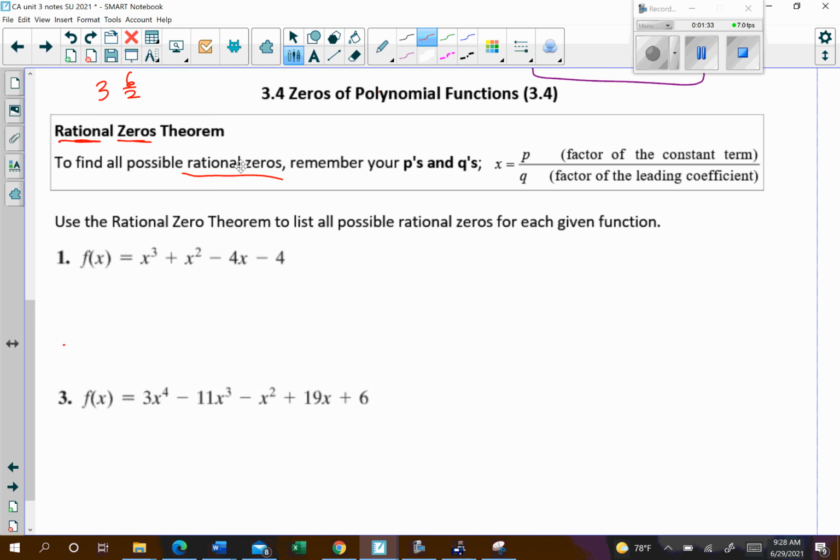A lot of times we say, remember your P's and Q's. The P is all the factors of the constant term. The constant term, for example, on number 1 is this -4 right there. That would be your P term. So you would list all those factors, and we'll talk about that in a second. And then the Q would be all the factors of the leading coefficient, which is the value in front of the highest power, okay, right there.